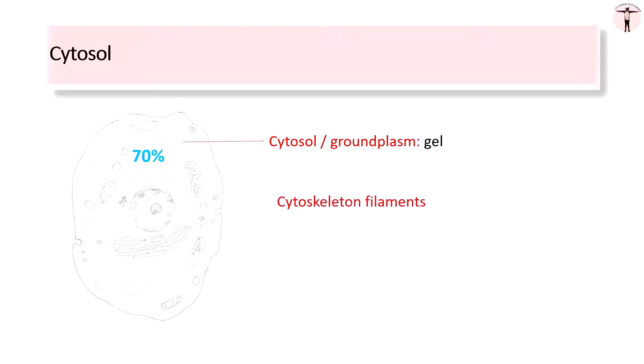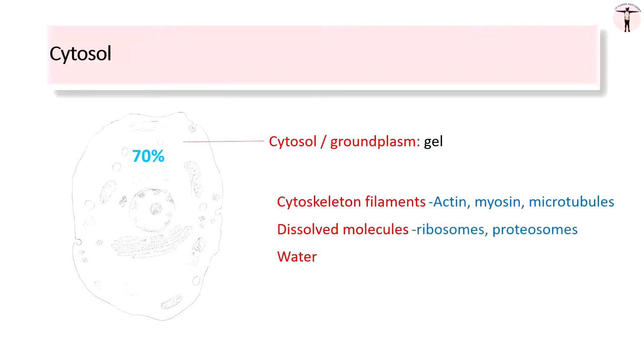The cytosol is the portion of the cytoplasm not contained within membrane-bound organelles. Cytosol makes up about 70% of the cell volume and is a complex mixture of cytoskeleton filaments, dissolved molecules and water. The cytosol's filaments include the protein filaments such as actin, myosin and microtubules, to name a few, as well as soluble proteins and small structures such as ribosomes, proteasomes. The inner granular and more fluid portion of the cytoplasm is referred to as endoplasm.